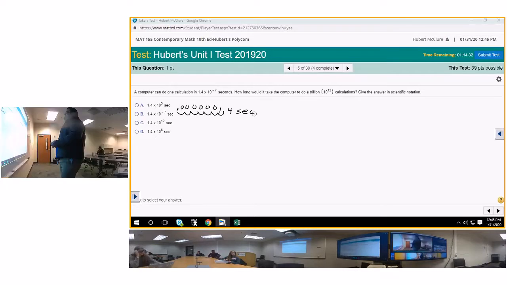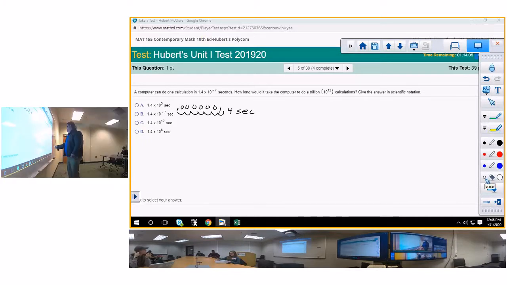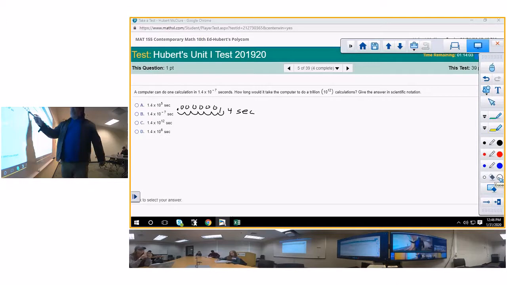How long would it take a computer to do a trillion calculations? Now you multiply. I'm sorry. You multiply. I had to read the question. How long would it take the computer? I thought it was asking something else. A computer can do one calculation in 1.4. How long would it take it to do that many calculations? You're going to add the exponents. I'm sorry, I made a mistake there. It isn't division, it's multiplication.